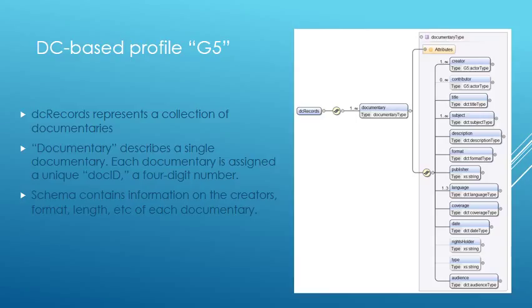And here you can see some of the particular information that the schema describes, things like the title, subject, description, format, publisher, language, coverage, date, etc., etc. So this is kind of describing the object in the collection, the particular documentary at hand.